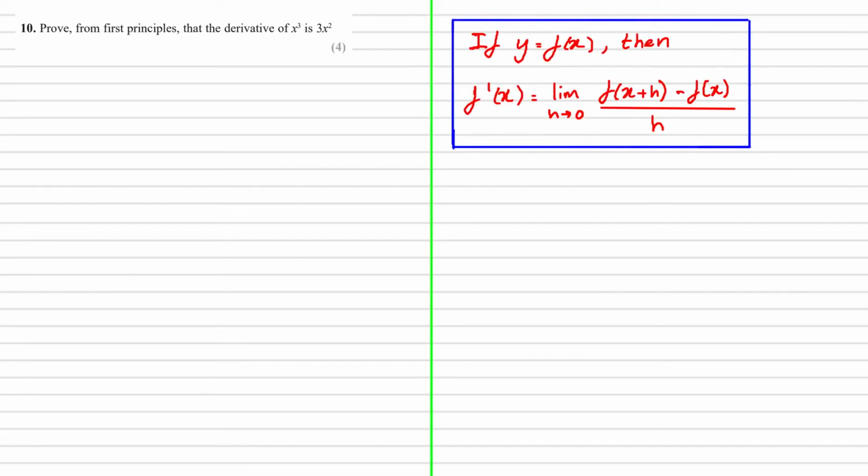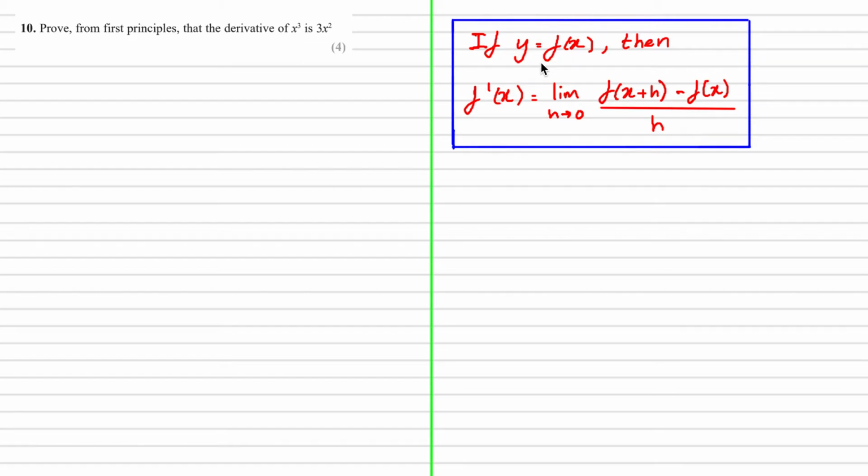Hi. So for question 10, we've been asked to prove from first principles that the derivative of x cubed is 3x squared. Okay, we have a nice simple 4-mark question here. So you should be familiar with finding derivatives from first principles. We use this formula here.